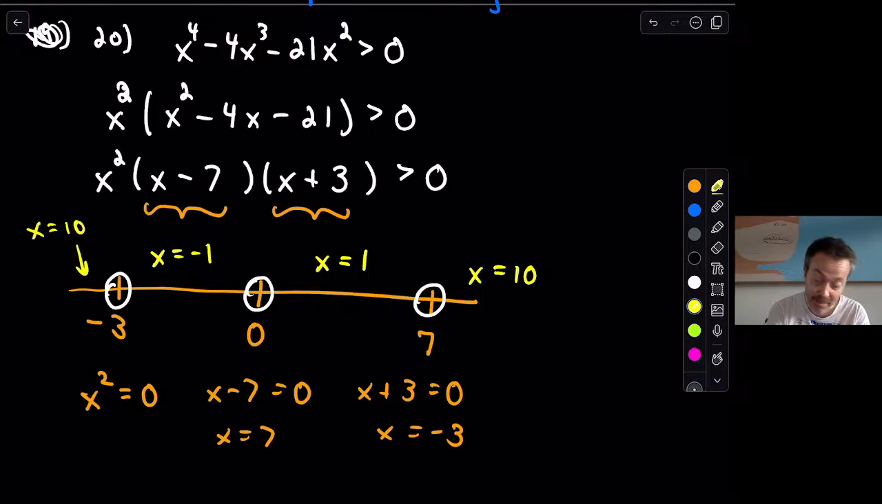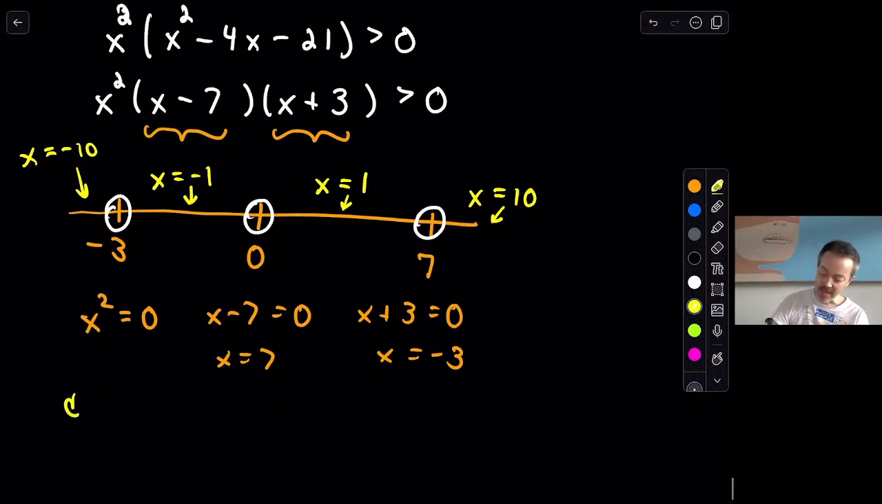Yeah, so we're just testing points. Oops, I wrote x equals 10. I meant x equals negative 10. Let me clean that up. I think I said it. Hopefully I said it. So x equals negative 10. And then I'm using x equals negative 1. That falls in that next interval. X equals positive 1 falls in that middle, or that next interval, I should say. And then in the last one, we can use x equals 10.